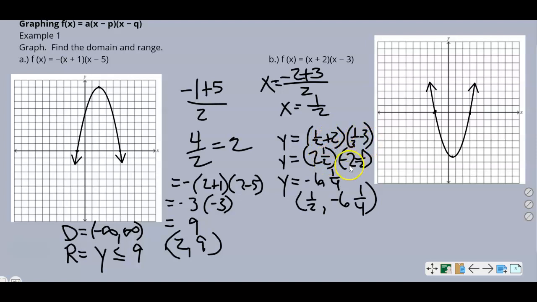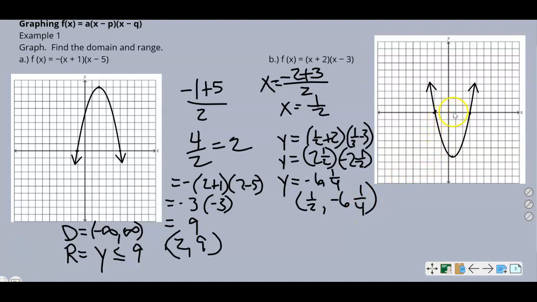1/2 minus 3 is negative 2.5. And then if you multiply 2.5 times negative 2.5, you get negative 6 1/4. All right, that would be negative 6.25, which is the same as negative 6 1/4. Since I used fractions up here, I wanted to use fractions all the way through. So I got 1/2 and negative 6 1/4.